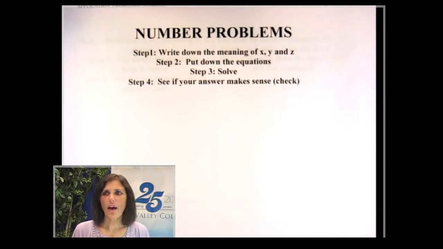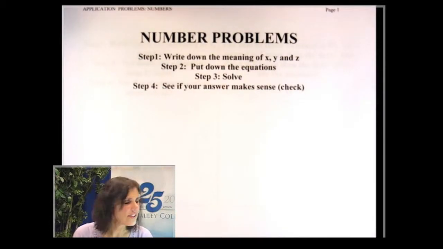The key with number problems is write down what your unknowns are. And I usually call them X, Y, and Z. Another way of calling them is like with the first letter of what they mean. X, Y, Z will work as well.